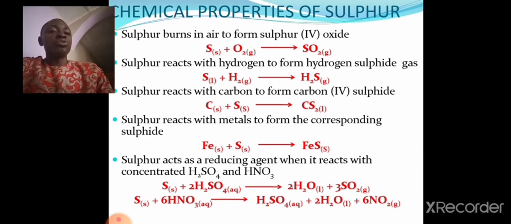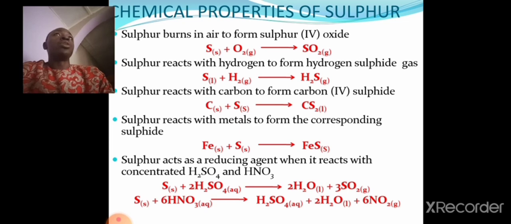Okay, sulfur also reacts with metals to form the corresponding sulfide. For example, sulfur powder will react with iron filings to form iron 2 sulfide. So you need to heat both of them together in the absence of air. You get a deposit of iron 2 sulfide.